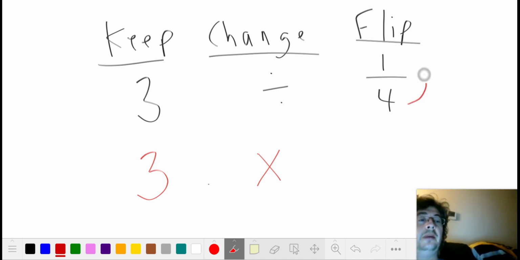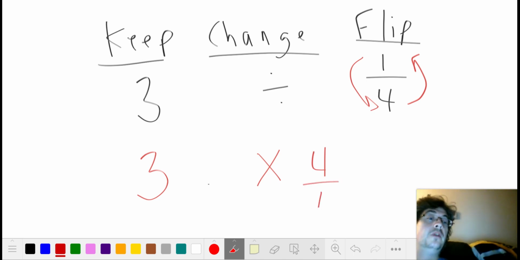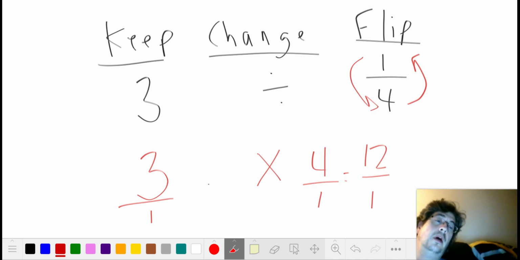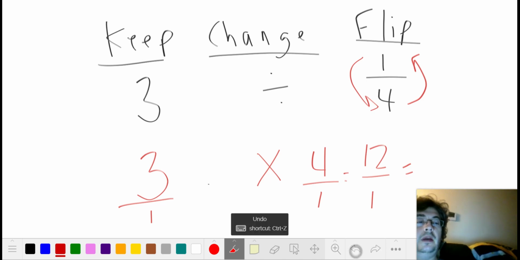So if I want to flip 1/4, that means the 4 goes up top, the 1 comes down below, and I get 4/1. Okay. So now I solve 3 wholes times 4/1, or 4 wholes. I can put a 1 under the 3 if I really want to. Multiply my numerator by numerator, get 12. Denominator by denominator is 1. We all know 12/1 is just 12. Okay. So 3 divided by 1/4 would be 12.